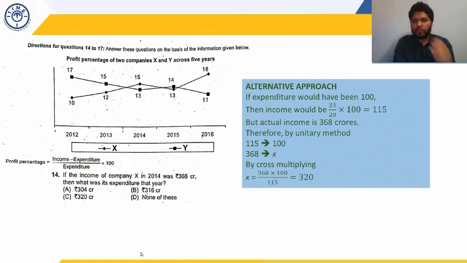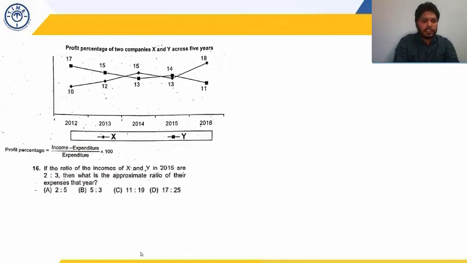I hope this method is also clear to everyone. So, which is question number 16. So what does this question say? If the ratio of the incomes of X and Y in 2015 are 2:3, then what is the approximate ratio of their expenses that year? Okay. So ratio of incomes of company X and Y in 2015 are 2:3.